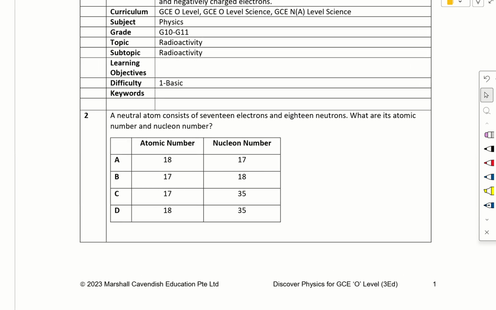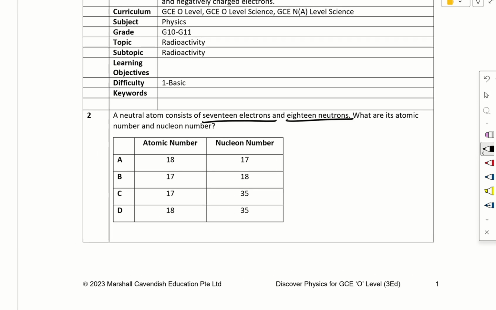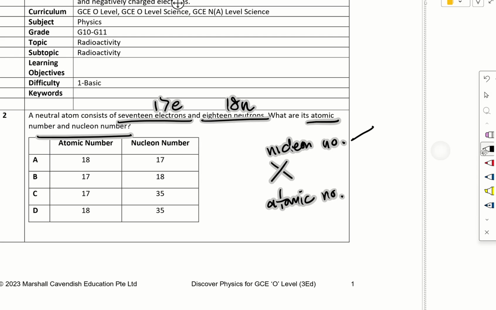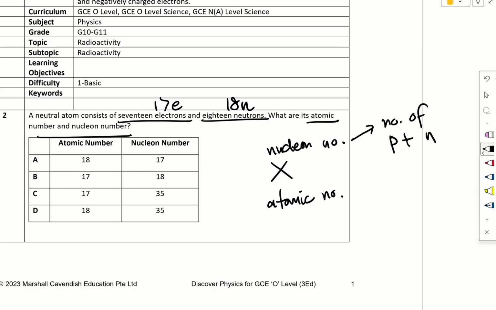Question 2, a neutral atom consists of 17 electrons and 18 neutrons. So I have 17 electrons, I have 18 neutrons. So what are its atomic number and nucleon number? So in your nuclide notation, okay, let's call this atom X. You have the nucleon number on top, okay, and atomic number at the bottom. Okay, nucleon number is actually the number of protons plus neutrons. Atomic number is just the number of protons.